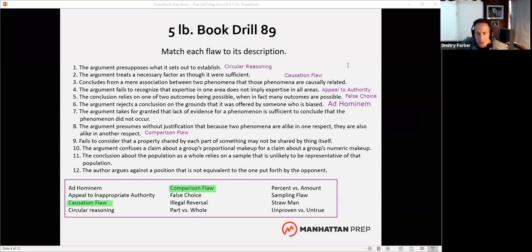Illegal reversal. Now, this is another really, really common one. And when I say reversal, some people are like, I don't know, what do you mean? You reversed your logical position? We're talking about conditional logic, right? And this is another of the most common things on the entire test.